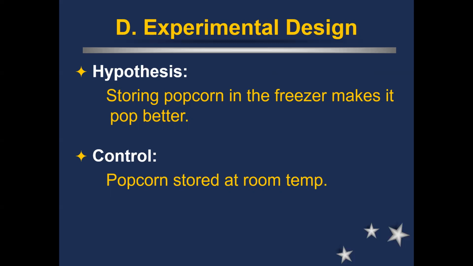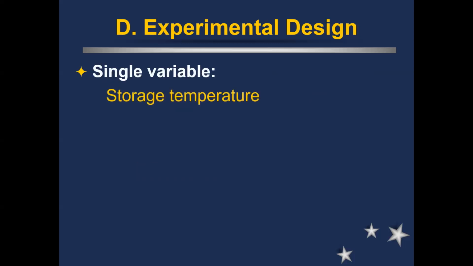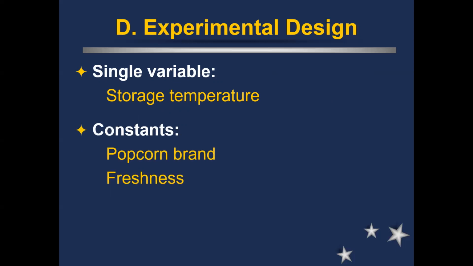You don't do anything to it. And since we have a single variable, that would be our temperature or our storage temperature. That's good. What are our constants? All right, we want to keep the same brand of popcorn. You don't want to have one fresh and one old, right? You don't want to keep one in the freezer for a longer or a shorter time than you would keep one at room temperature. So you want to be as precise as you can by keeping these things constant.